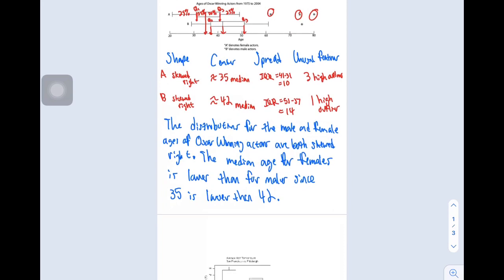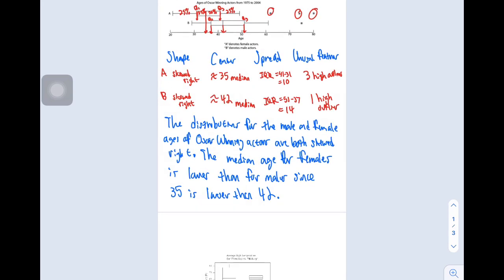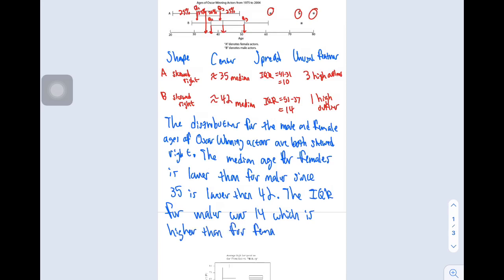And then the spread, the interquartile range. So again, the range was found higher for that of the males. So I can say the IQR for males was 14, which is higher than for females at 10.